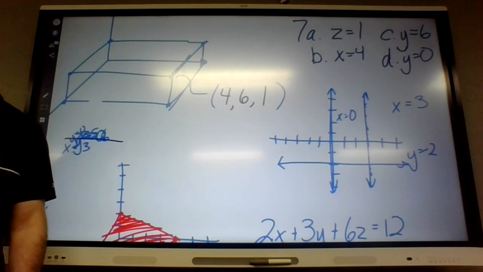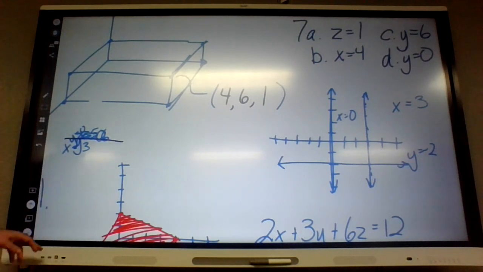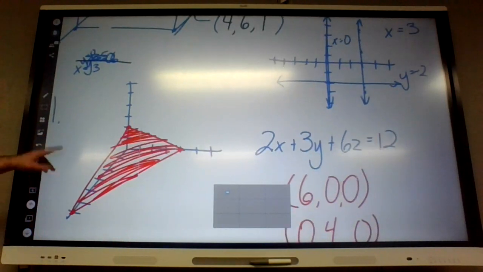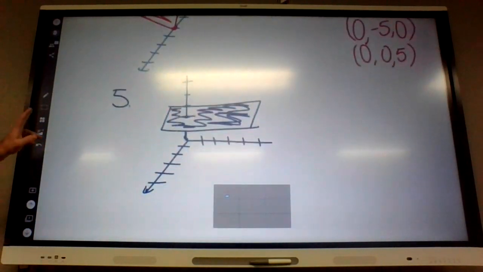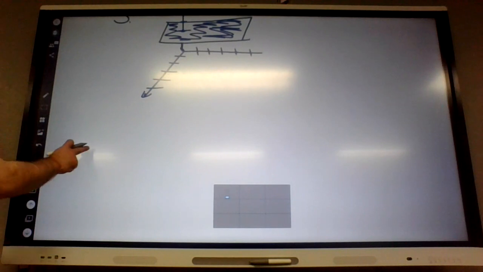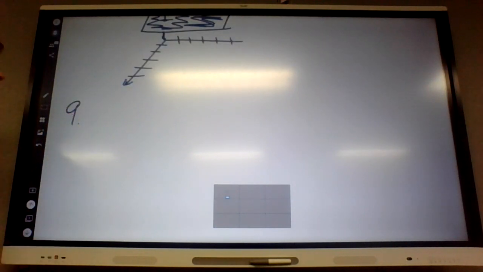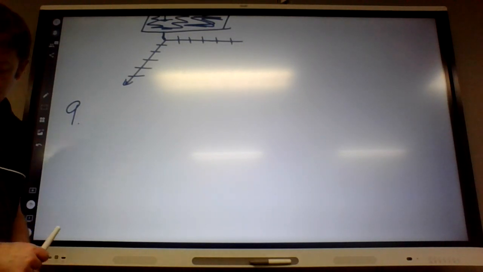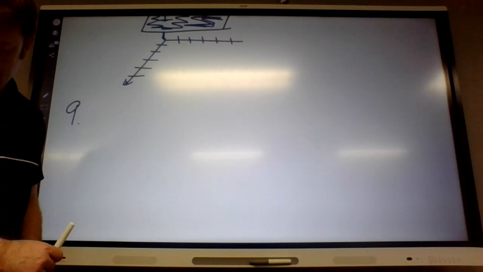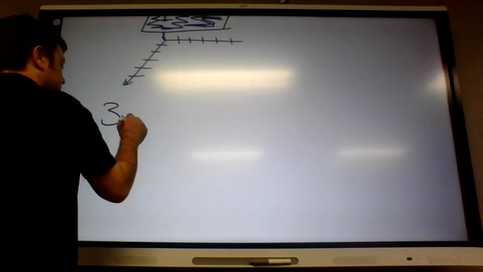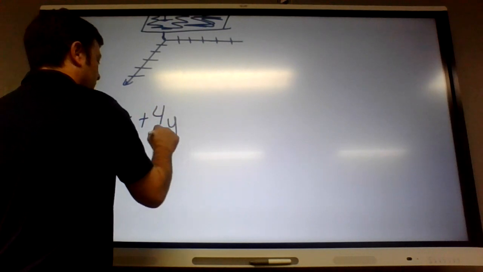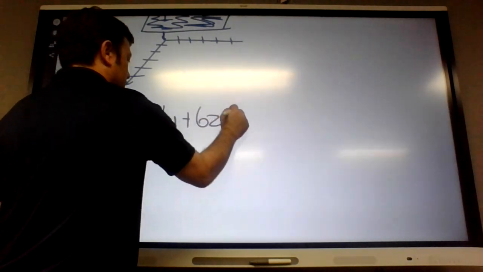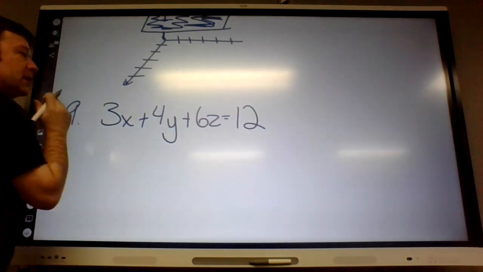Number 9, find a vector. Okay, this is new. This is actually pretty easy though. 3x plus 4y plus 6z equals 12.